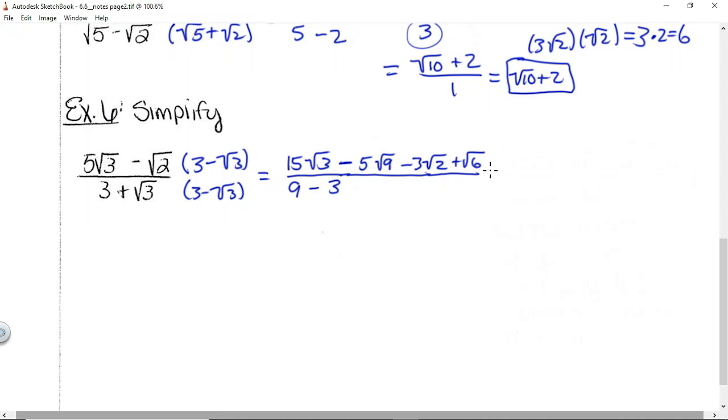Okay, so that numerator, we have to look for like terms. We have to make sure it's completely simplified. Well, we neglected to finish simplifying that second term, right? That's 5 times the square root of 9. We left it like that and said we'll fix it later. So the square root of 9 is 3. 5 times 3 is 15. So that's just minus 15. And then we can't do anything with the next one, negative 3 times the square root of 2. And then we have the square root of 6. And that's all over 6, since 9 minus 3 gave us 6.